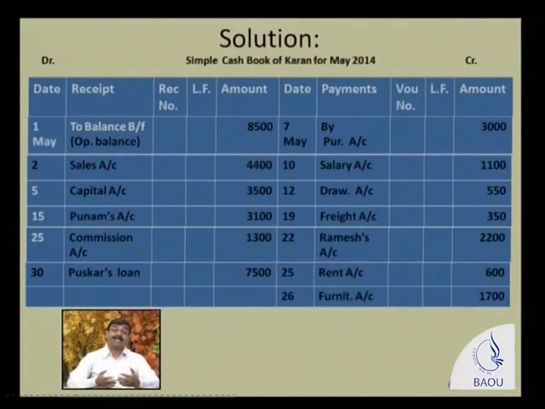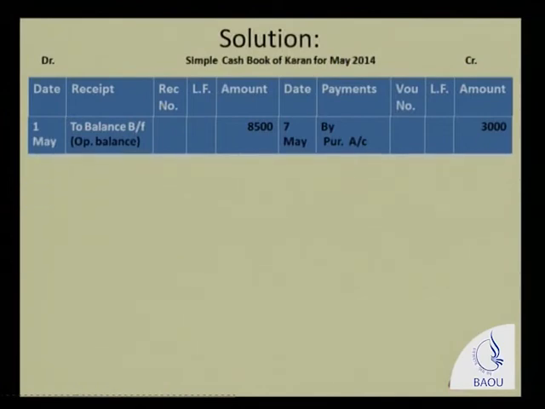What goes out? Cash goes out because you paid cash. This is a cash transaction, so cash goes out. So this is the way the journal entry of this transaction is: furniture account debited to cash account. When something comes into the business, something goes out. So payment has been made, and these transactions would be recorded on the payment side. 26th, by furniture, in front of that 1700 rupees is recorded.